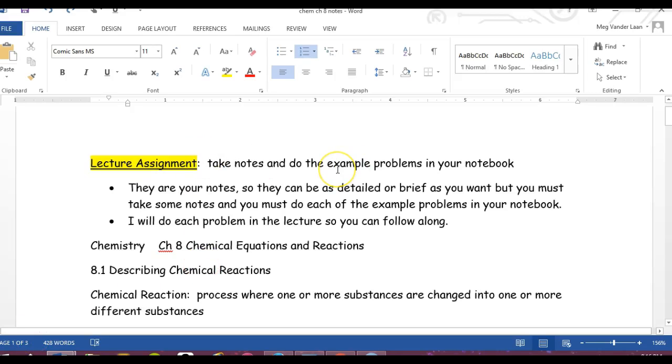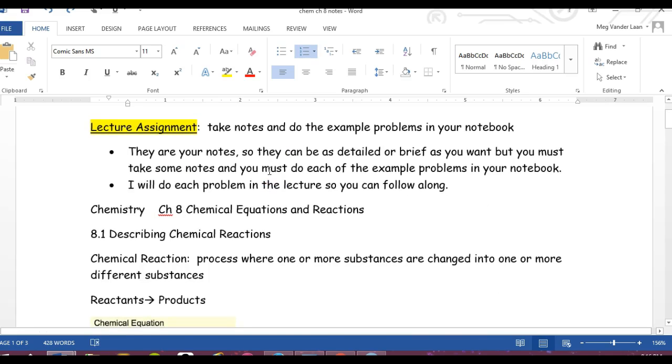The lecture assignment for today's lecture will be to take notes and do the example problems in your notebook. These will be your notes, so they can be as detailed or brief as you want, but you must take some notes. And you must do each of the example problems in your notebook. I will do each problem in the lecture so you can follow along.